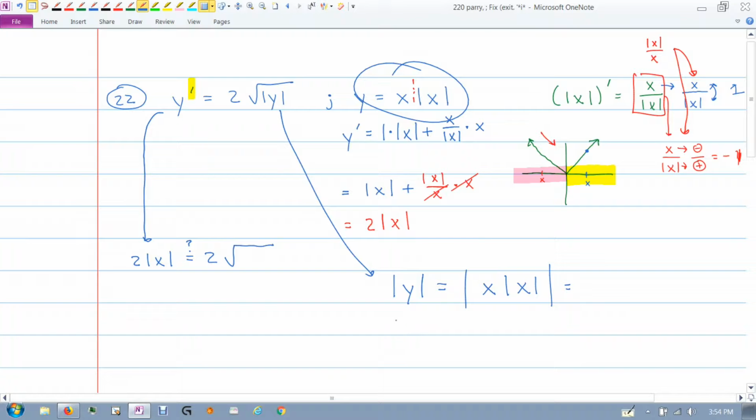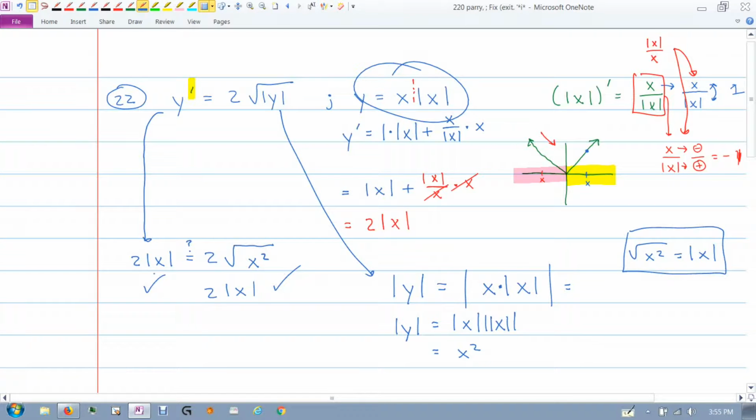Using properties of absolute values, we can take this product and just take the absolute value of each factor. This would be a double absolute value, but that's still the absolute value. So we have the absolute value of x times the absolute value of x, which is just going to be x squared. That goes here. And when you take the square root of x squared, we have to be clear that that is the absolute value of x, by definition. So this becomes 2 times the absolute value of x, and that checks off. That matches the left side.